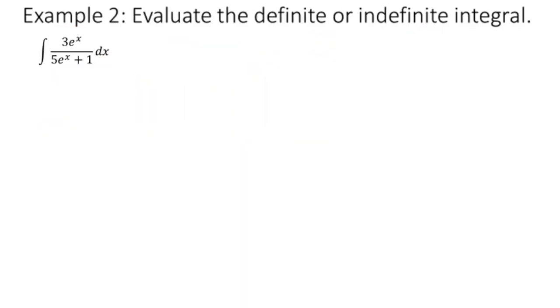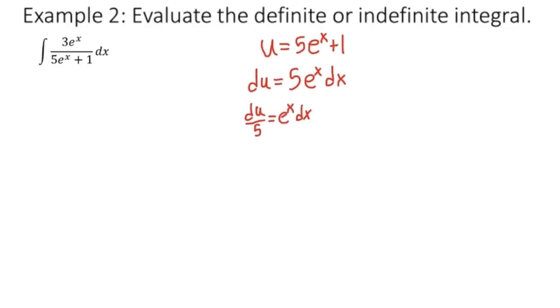Now we're going to find the indefinite integral of 3e to the x all over 5e to the x plus 1. Very similar to the last problem, let's try to make our u the denominator 5e to the x plus 1 since we don't see anything else trapped in an expression. That means our du would be 5e to the x dx. And just like before, we can divide over the 5. And we get du over 5 equals e to the x dx.